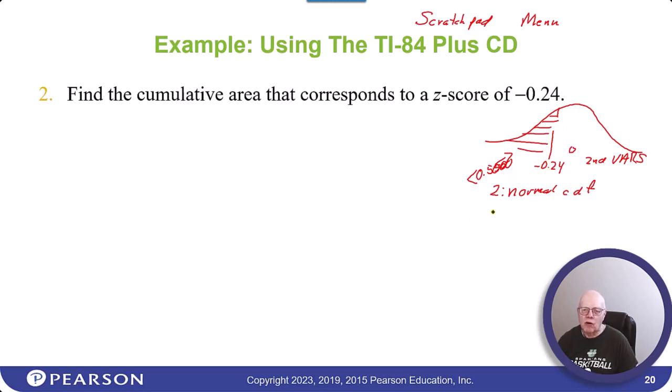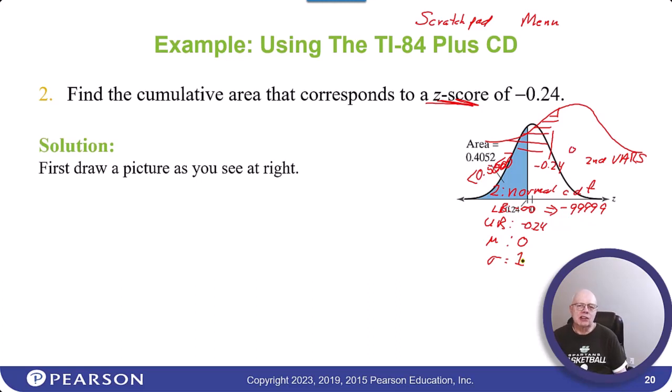So my 4 parameters will be the lower bound is negative infinity. And if you're following what I do, I'll put negative 9.9999. For the upper bound, I'll put in negative 0.24. And then for the mean, since this is z-score up here, that means that I'm going to put a 0 in. And for the standard deviation, this is the golden standard normal distribution, so that will be a 1.